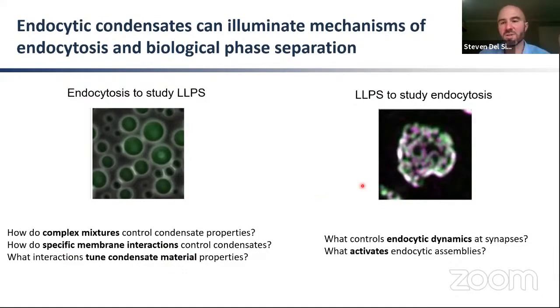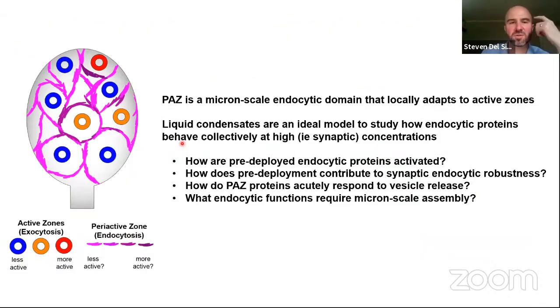And then we can also alternatively use this phase separation as an in vitro model system to study endocytosis in thinking about the localization and dynamics and organization of these proteins and also their activity. And then ultimately, I think by going back and forth between the in vivo and in vitro systems, we can get some insight into to what extent this is an actual mechanism to explain the in vivo behavior of these molecules.